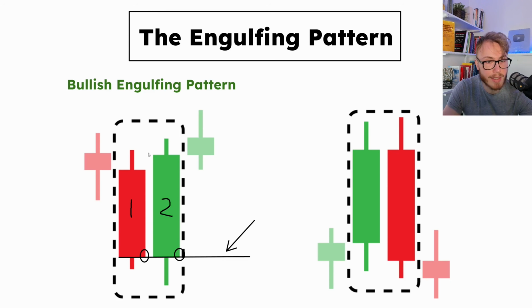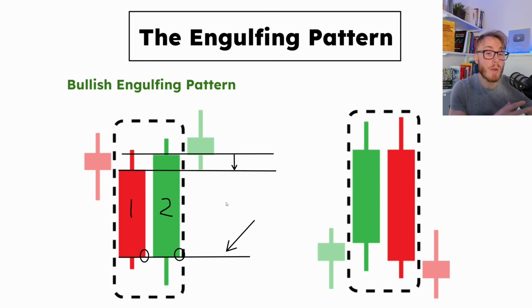But here, and this is the most important part, the second candle right here should close above the open of the previous candle, and this is very important. So we need to create some distance here between the close of the green one and the open of the red one. And it is when the green candle closes that the bullish engulfing pattern is confirmed.